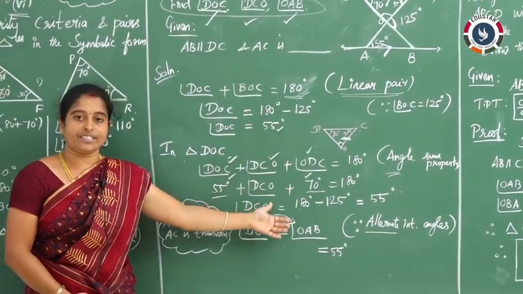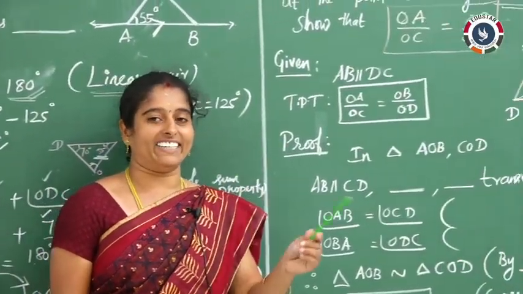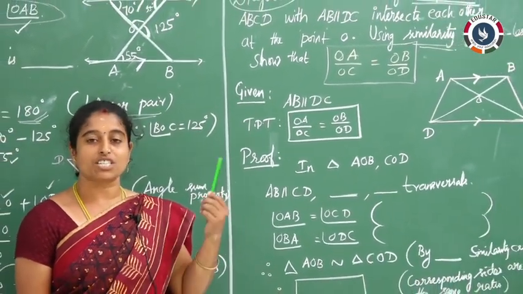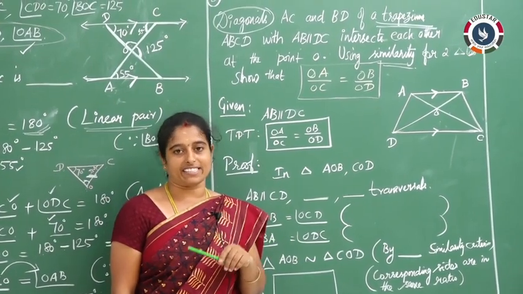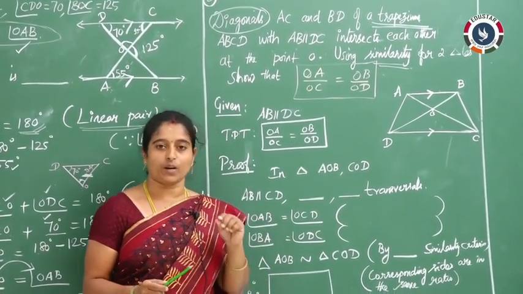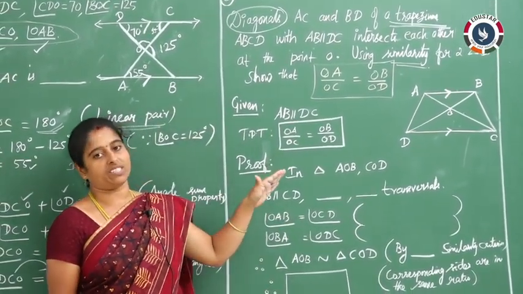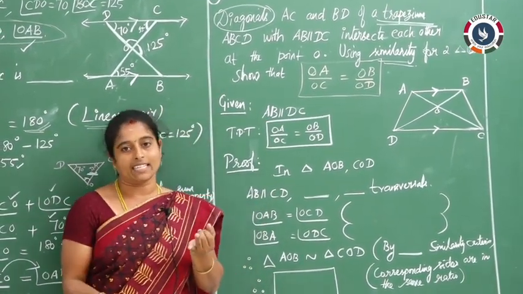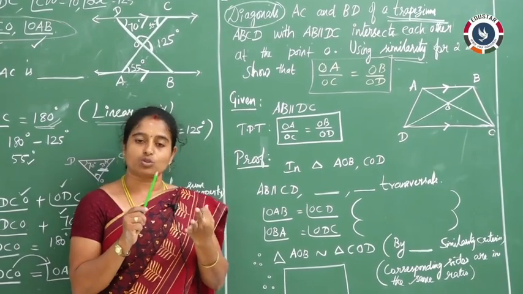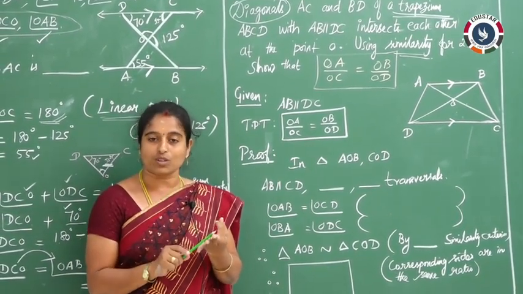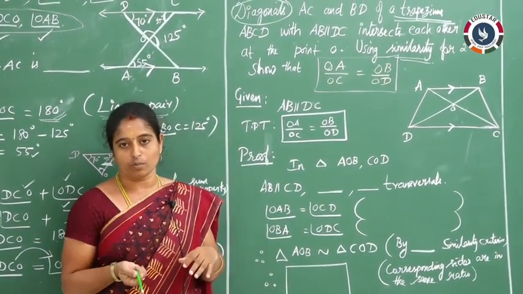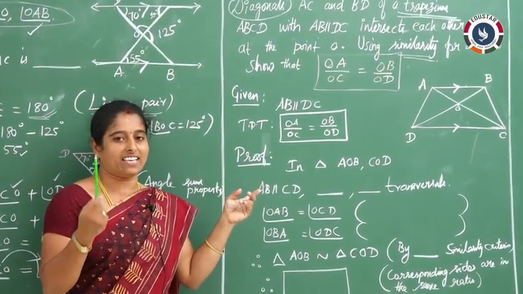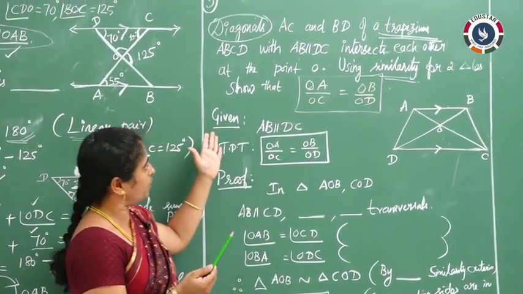Can you all understand this? Can you list out the different criteria for similarity? We have 3, right? What are they? First, AAA, SSS, SAS. Out of the 3, which one are we going to use for the question we are going to discuss now? If the 2 angles are equal, we have to go with the AAA. If all 3 sides are in proportion, then we have to go with the SSS. If any one angle with the included side, then SAS, right? Out of these 3, which one are you going to use here?